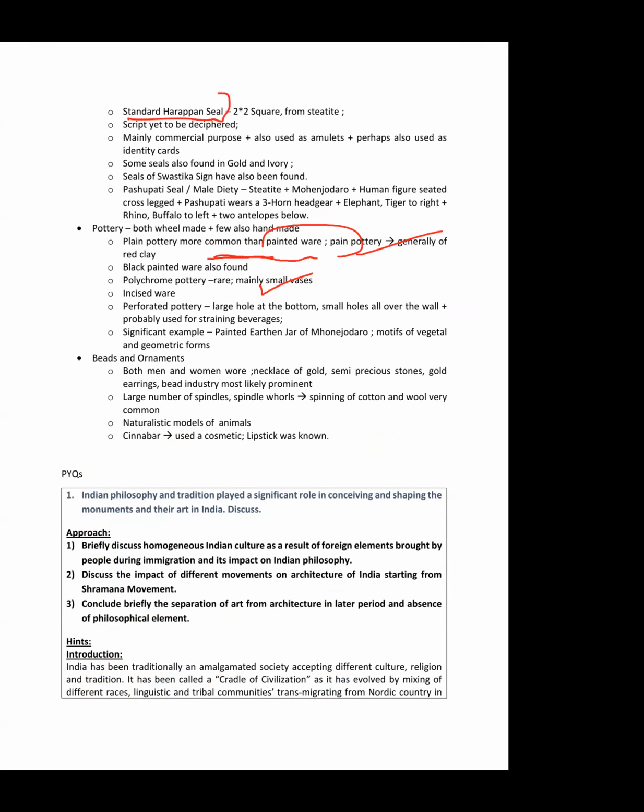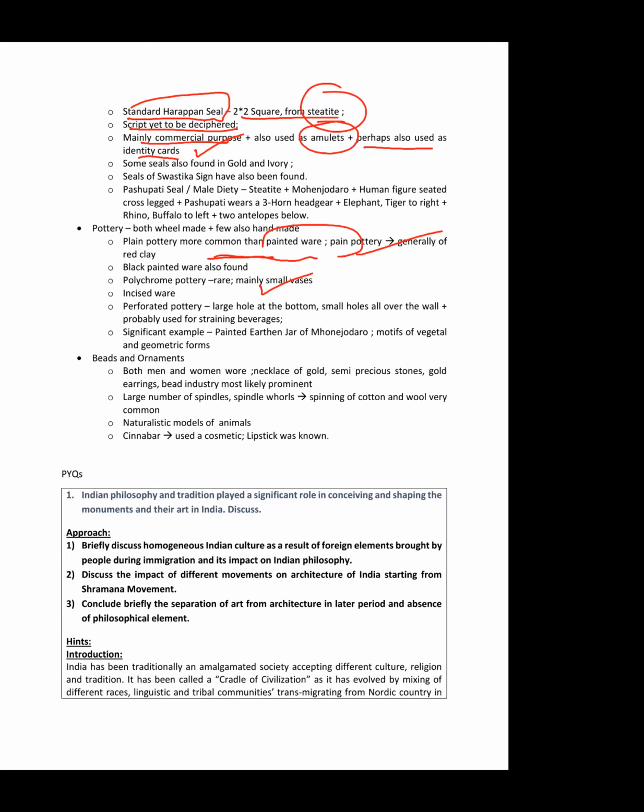Standard Harappan seal, it was 2 by 2 square from steatite. Script yet to be deciphered. Mainly for commercial purposes, also used as amulets. Perhaps they were also used as identity cards. So these are all details regarding the seals, right? You are getting some information about the IVC period from the seals, right?